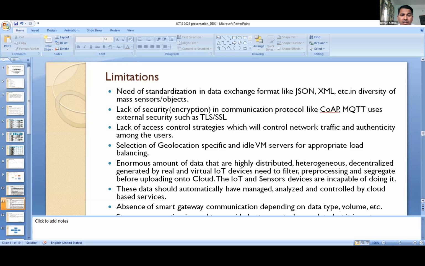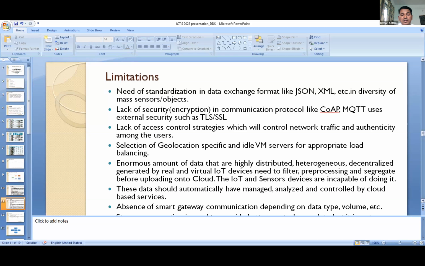Another limitation is selection of geolocation specific and ideal VM servers for appropriate load balancing. If you are dealing with video processing as such, there can be a certain virtual machine server that only handles the video processing or video computing as such. So need to employ many virtual machine servers.